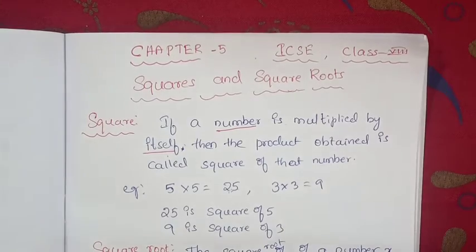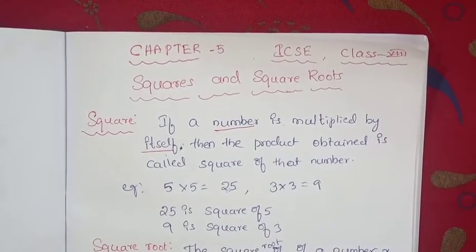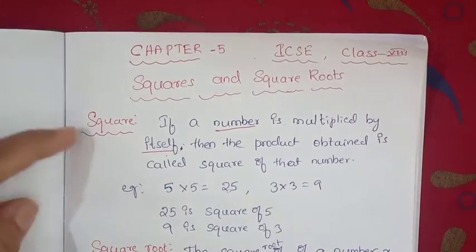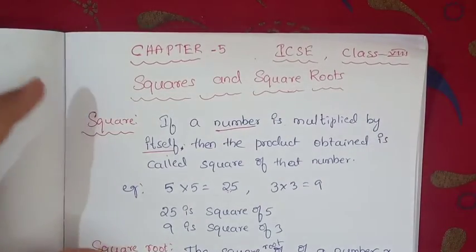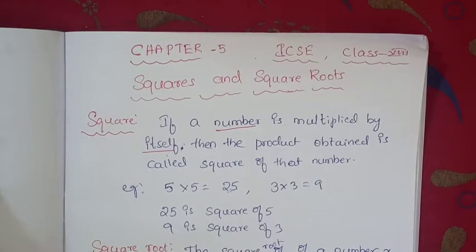This is class 8 mathematics chapter 5, squares and square roots. We will discuss a few topics in this introduction part. First one is squares: what is square, what is square root, and what is perfect square.